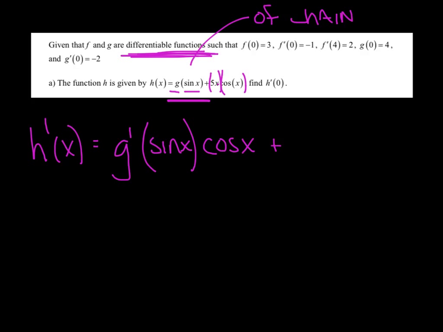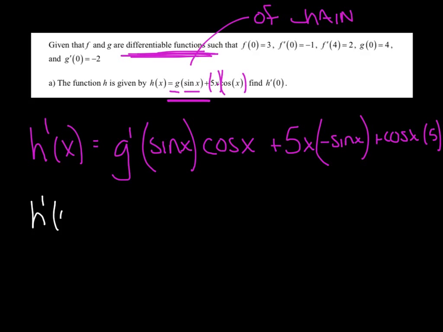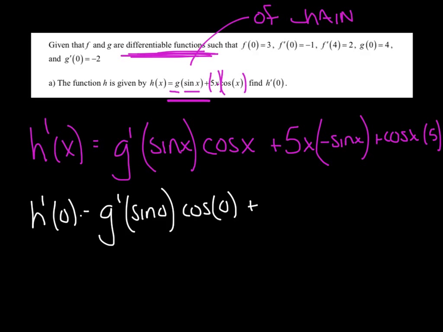Then we've got a nice plus sign. Now we said product. We have 5x times cos x. First, derivative of the second is negative sine of x, plus the second times the derivative of the first. If you got that derivative, you're in amazing shape. And now I just have to carefully plug in 0 to all my x's. So it's g prime of the sine of 0, cosine of 0, plus 5 times 0.